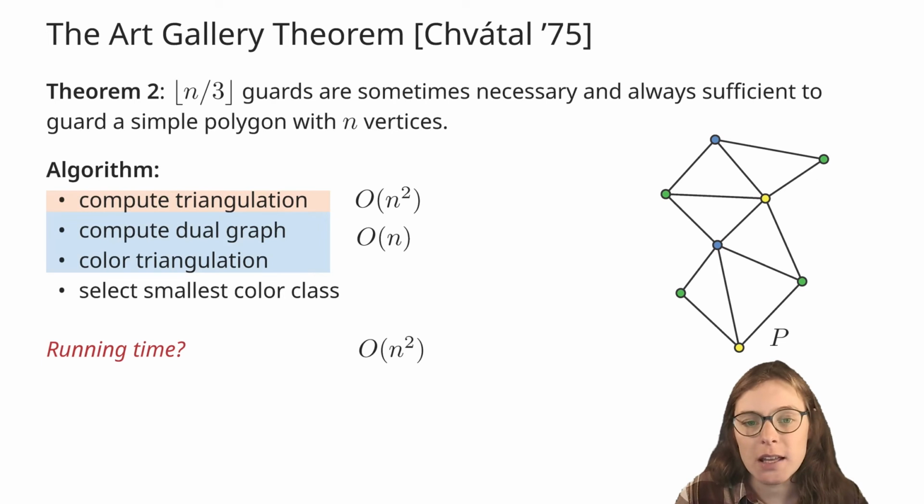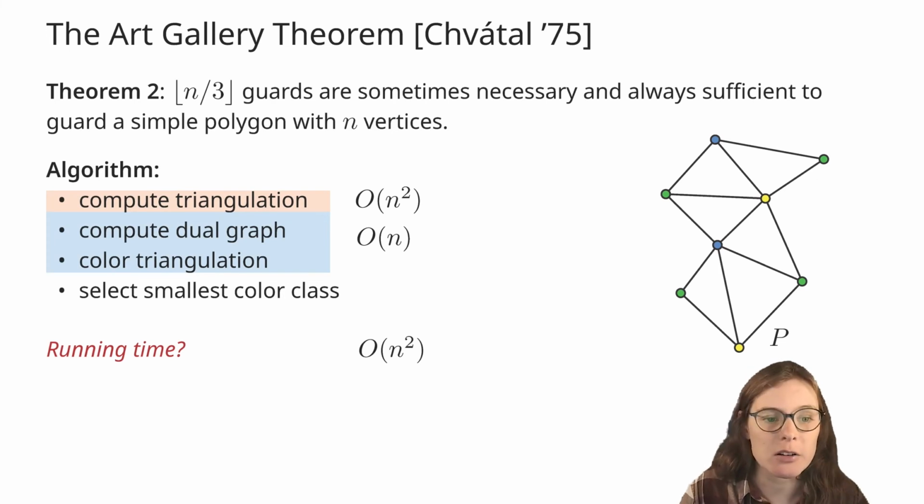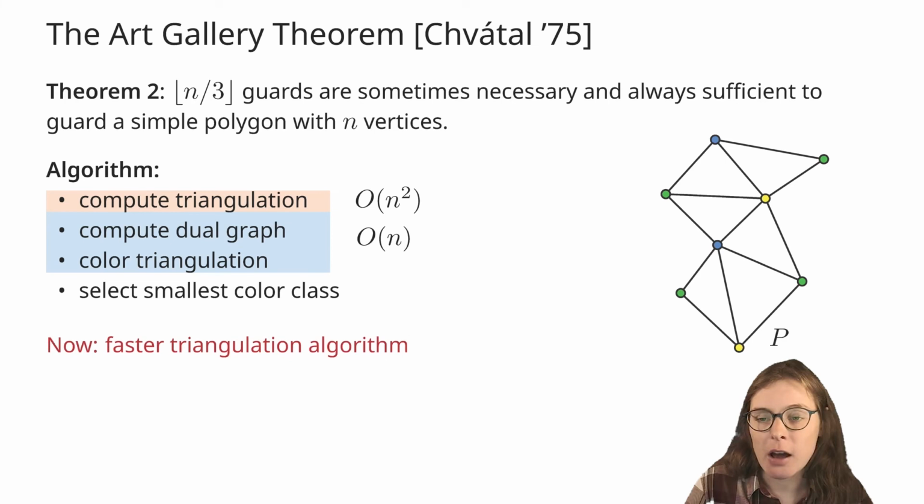Well, we have said that we can find the triangulation with a quadratic running time algorithm. Then we can compute the dual graph and find the coloring of the vertices in linear time. So in total, we get a quadratic running time algorithm. The bottleneck here is, of course, computing the triangulation. So in the following, we're going to see how to improve the running time of a triangulation algorithm.